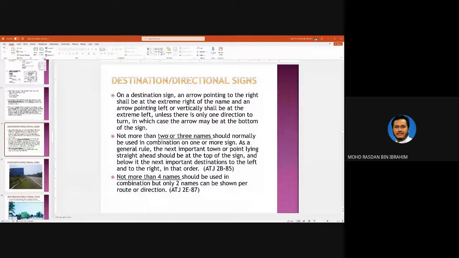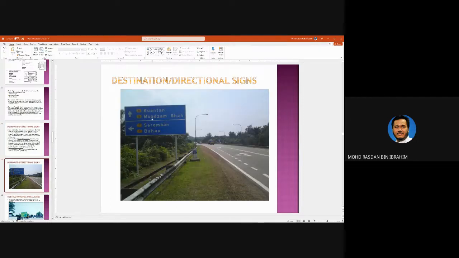Not more than 2 or 3 names should normally be used in combination on one or more signs. As a general rule, the next important town or point lying straight ahead should be on top of the sign. The nearest should be on top. And below it, the next important destinations to the left and to the right. Not more than 4 names should be used in combination, but only 2 names can be used per direction. So maximum 4 in one signboard. For a directional signboard, maximum is 4.